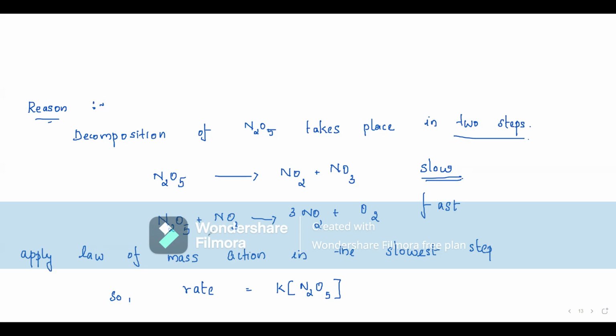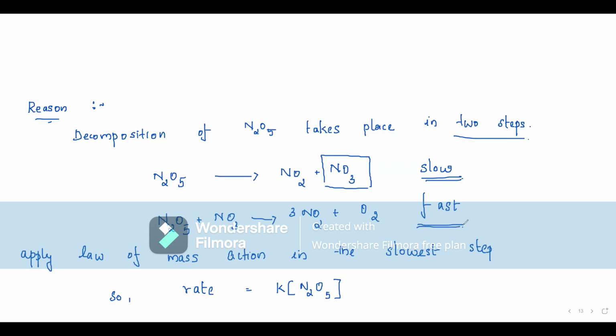Moving further, in the second step, that NO3, which is a product of the first step, combines with N2O5, the second mole of N2O5. We have taken 2 moles, so initially only 1 reacted. The second N2O5 reacts with NO3, the product of the first step, and you get 3NO2 plus O2. But this is a fast step.